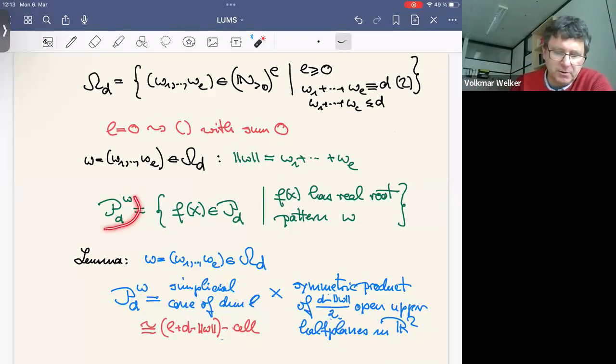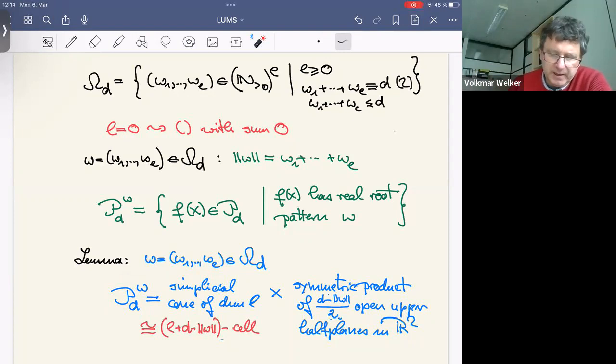And this is not an arbitrary space. It's a very nice topological ball. It's a cell that can be easily seen. Namely, if you have such a root pattern, omega 1 up to omega L in omega d, then how is this space described? Now, the space is described either by the coefficients, or homeomorphically, you can also look at the roots, because a polynomial is completely defined by its coefficients and by its roots.